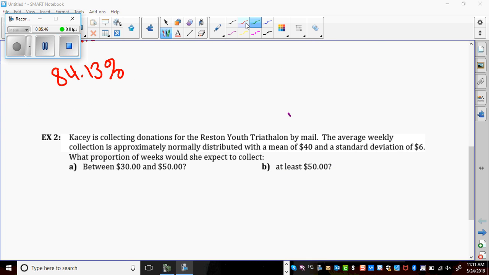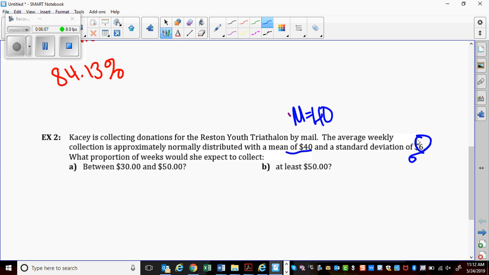This one says, Casey is collecting donations for the Reston Youth Triathlon by mail. The average weekly collection is approximately normally distributed with a mean of $40. So this is our mean, is 40. Sorry. And the standard deviation of $6. What proportion of weeks would she expect to collect between $30 and $50?